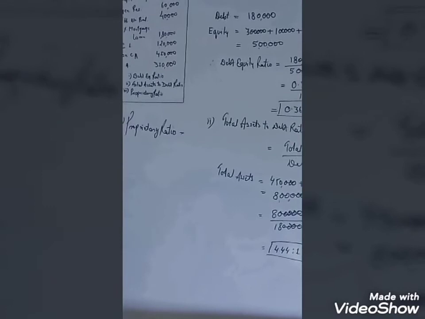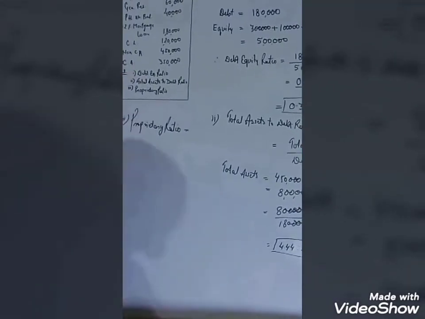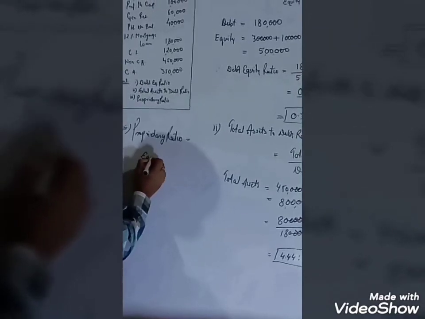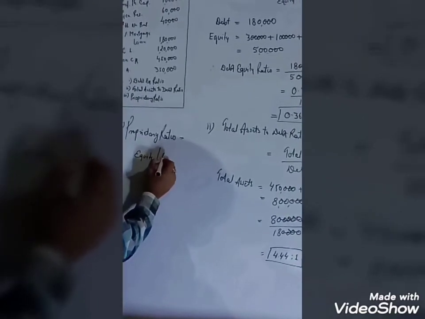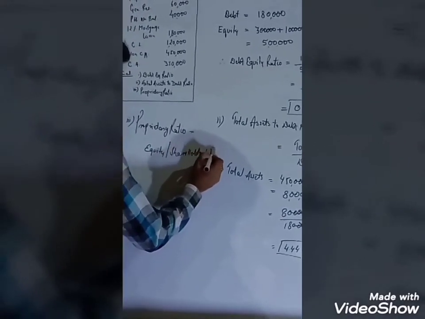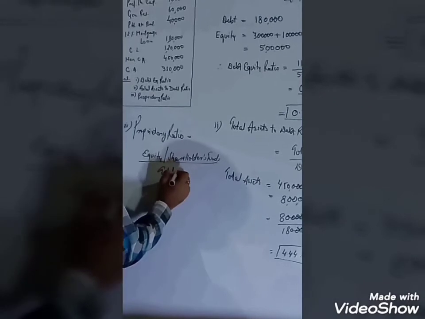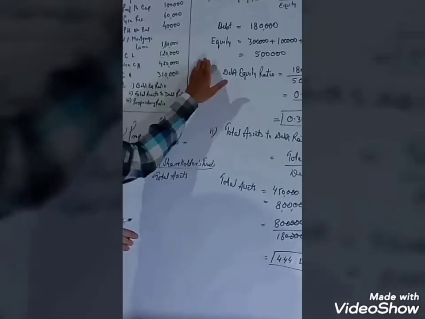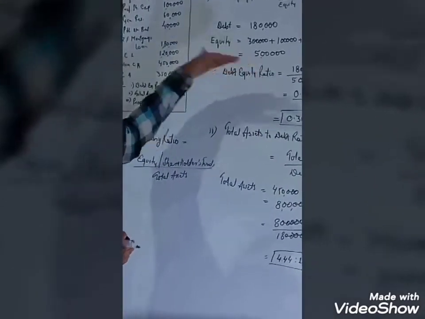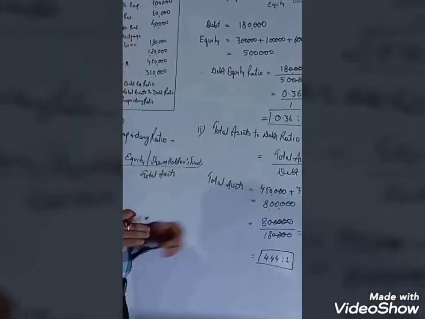For the calculation of proprietary ratio, the formula is equity or shareholders funds divided by total assets. Equity we already had calculated. This is rupees 5 lakh in the first part. And total assets we had also calculated. This is rupees 8 lakh.